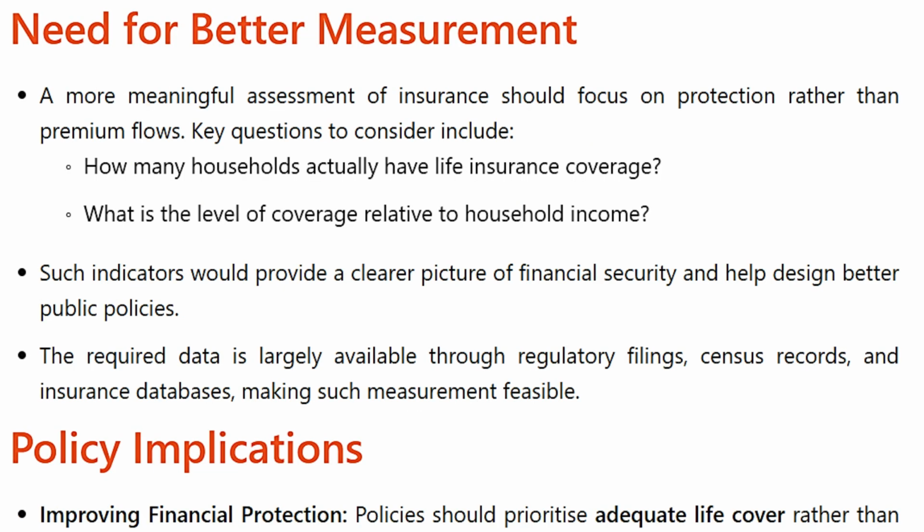Need for better measurement. A more meaningful assessment of insurance should focus on protection rather than premium flow. Key questions to consider include how many households actually have life insurance coverage, and what is the level of coverage relative to household income. Such indicators would provide a clearer picture of financial security and help design better public policies. The required data is largely available through regulatory filings, census records, and insurance databases, making such measurement feasible.